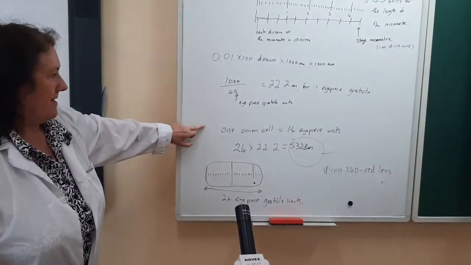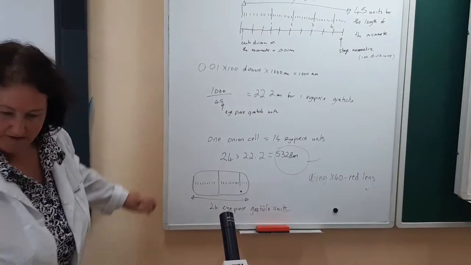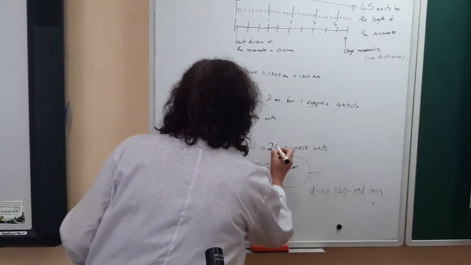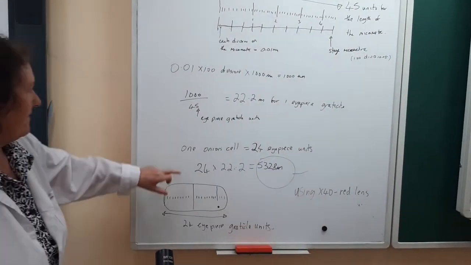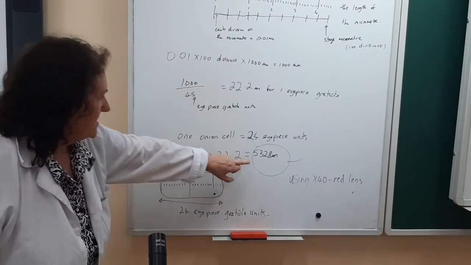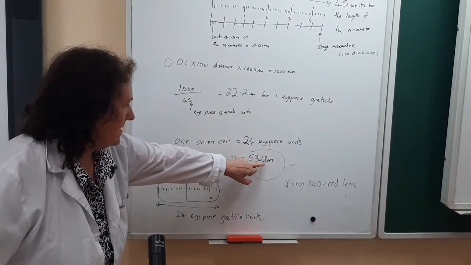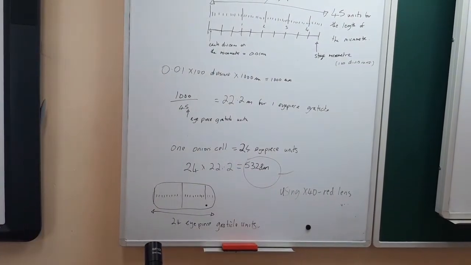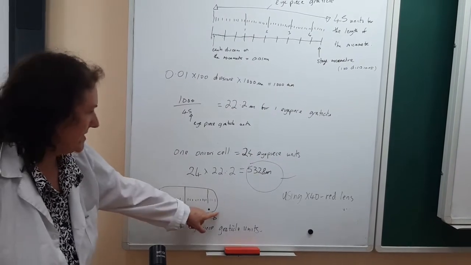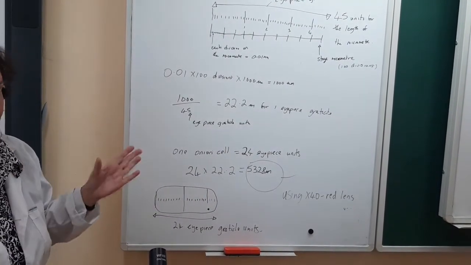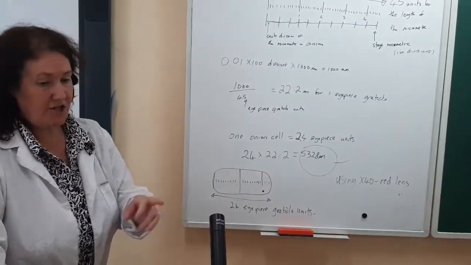So one onion cell is 24 eyepiece graticule units. So 24 times 22.2 is 532.8 micrometers, and that's the length of one cell. Now that cell is fairly large, but I picked a big one for this purpose. So that's using your times 40.